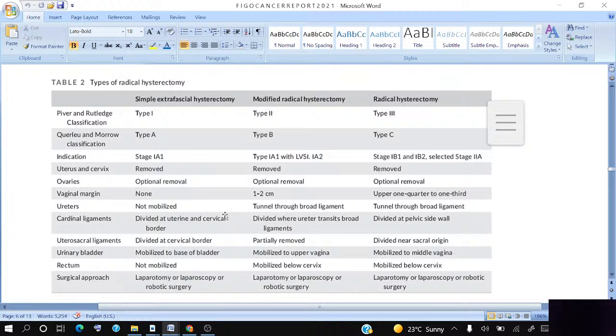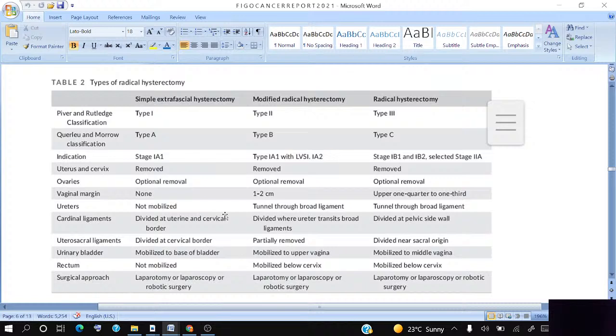So here the indication can be stage 1A1; this is type A, or type 1. If stage 1A1 has local invasion with lymphovascular invasion involved, this is 1A2. This is going to be type 2, or type B. And if we look at the radical hysterectomy, type 3 or type C, this will be stage 1B1, 1B2, and selective stage 2A. So here the uterus is going to be involved, the uterus and the cervix.